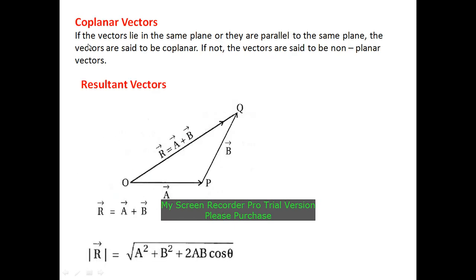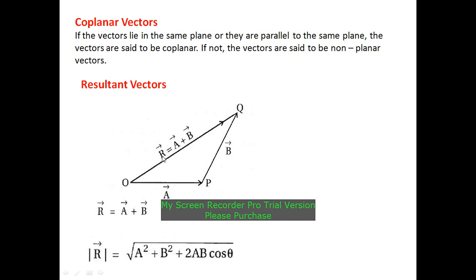Coplanar vectors. If vectors lie in the same plane or are parallel to the same plane, then the vectors are said to be coplanar. If not, then the vectors are said to be non-coplanar vectors. Now the resultant vector. I already explained a plus b, so this is our resultant vector. It is also written as R is equal to a plus b.